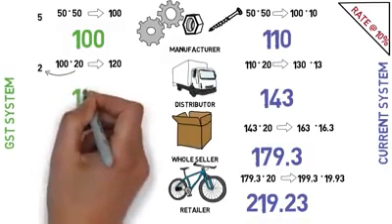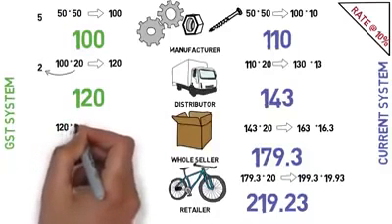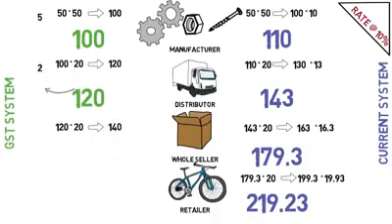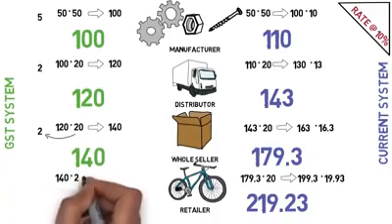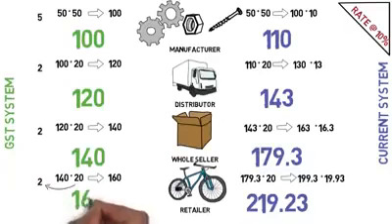The wholesaler buys the product for 120 rupees and follows the same pattern, adding 20 rupees as his profit, and the price will become 140, and pays the tax of rupees 2 on his profit of 20 rupees. The retailer buys the product for 140 rupees, adds a profit of 20 rupees, pays the tax of 2 rupees on his profit of 20 rupees and raises the final consumer price to 160 rupees. So, if the prices are compared, the product is 59.23 rupees cheaper in the GST system than the current system.